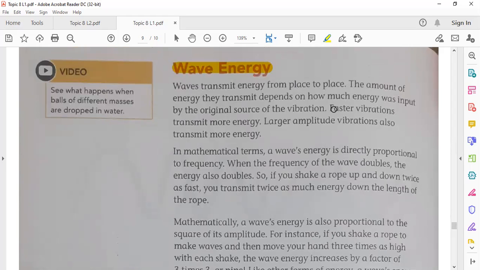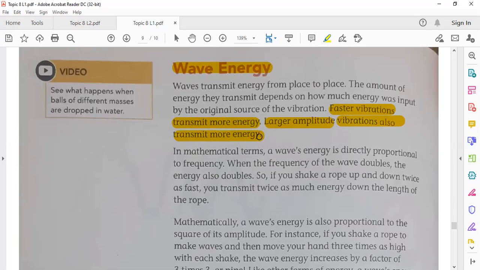In general, faster vibrations transmit more energy. Waves with faster vibrations, or faster waves, have more energy. Also, the larger the amplitude, the more energy the wave has. Larger amplitude vibrations also transmit more energy.